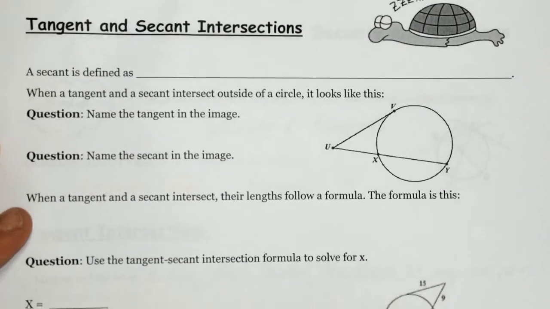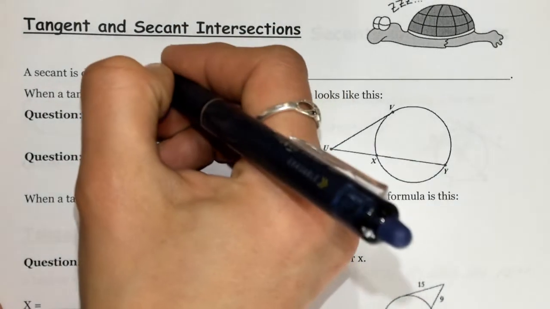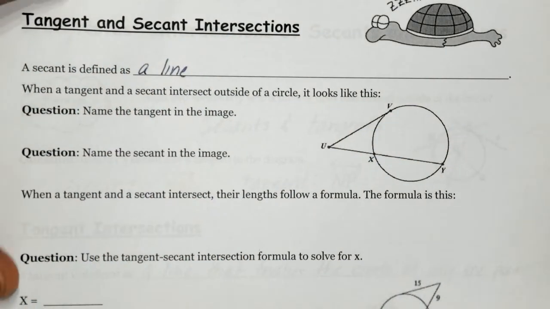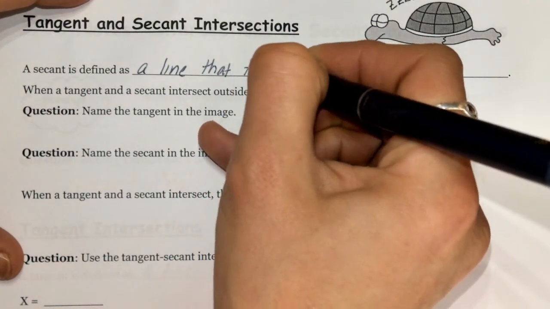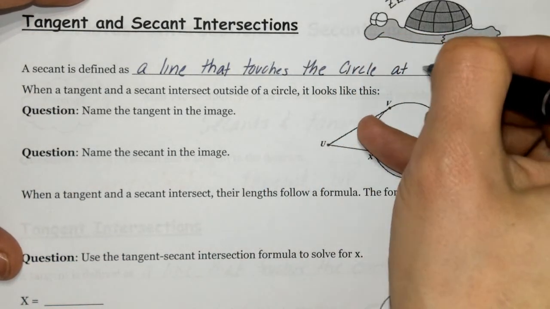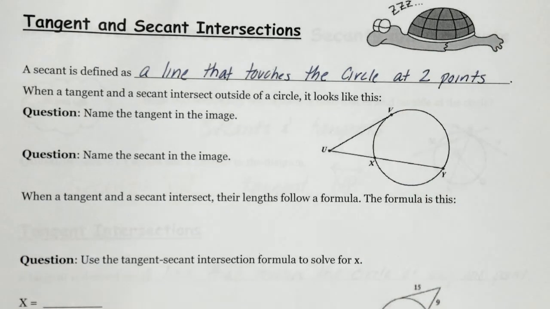So now let's talk about if we have a tangent and a secant that intersect each other, okay? We're going to remember that a secant is defined as a line. It's going to be a line that touches the circle at 2 points. So the chord has two, it's a segment, and the secant is going to be the line. Remember, this is going to be one that's going to slice through.